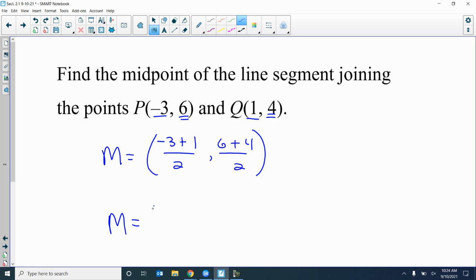That gives me negative 2 over 2, which is negative 1. 6 plus 4 is 10. 10 divided by 2 is 5. So negative 1 comma 5. So that'll be our midpoint.